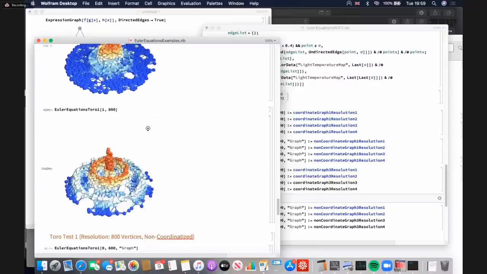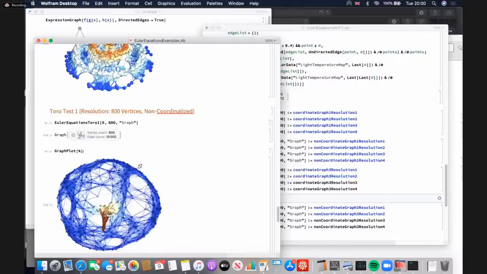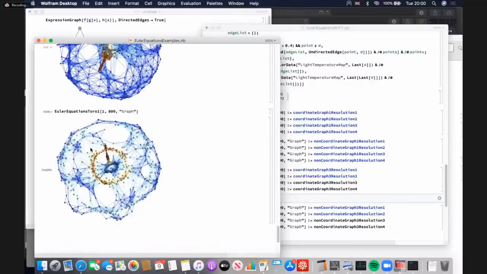So here's the point. The Euler equations evolve density, pressure, velocity. We're using density as our refinement criterion, so regions where there's higher hypergraph connectivity will have higher density by definition, because we're refining the hypergraph based on the density parameter. Just like we reconstruct the curvature using the geodesic ball construction in the Einstein equation case, we can reconstruct the density using a geodesic ball construction in the Euler equation case. That's the procedure we're using to color the hypergraph in the case where there are no coordinates, where it's just pure hypergraph evolution.